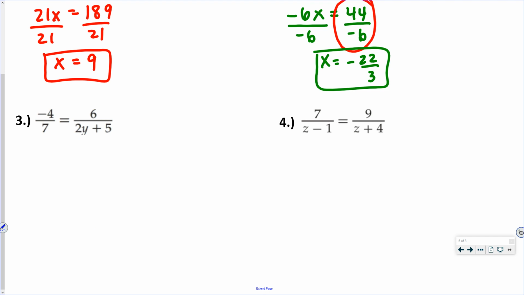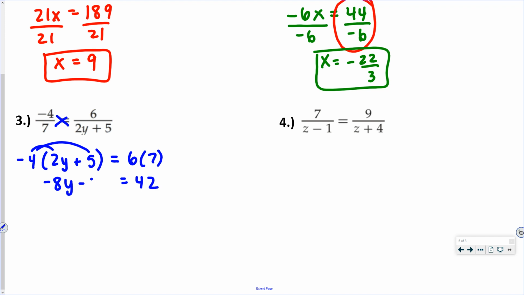All right, let's try a couple more. Here I see my variables in the denominator, so I'd probably do the multiplication, negative 4 times 2y plus 5 first on the left-hand side, so that's the side with my variable, equals 6 times 7, which is 42. Now when you have a setup like this, put parentheses around it, so when you go to solve, you remember to distribute. And then this becomes a nice, easy equation to solve.